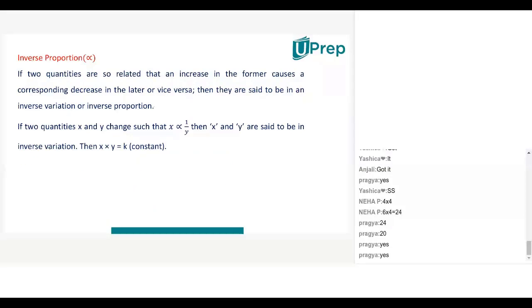And there is something called inverse proportion. Inverse is the other way. If one quantity increases, the other quantity has to decrease. For suppose I am traveling from place A to place B. The first time when I traveled from place A to place B, I was traveling at a speed of 40 kilometers per hour.